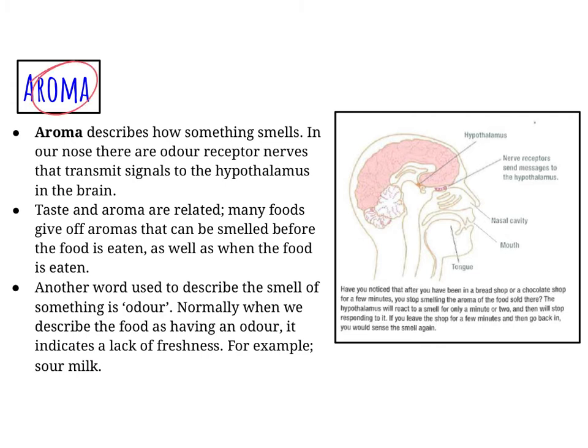Now, aroma is another physiological factor that influences food selection, because the way that food smells does have an impact upon whether or not we will actually choose to consume the food. So aroma describes how something smells. In our nose, there are odor receptors, and these nerves transmit signals to the hypothalamus, which is that control center of the brain. And the nerve receptors send messages from the back of the nasal cavity to the center of the brain. So as you know, taste and aroma are related, and many foods give off aromas or smells that can be smelled before the food is even eaten, as well as when the food is eaten.